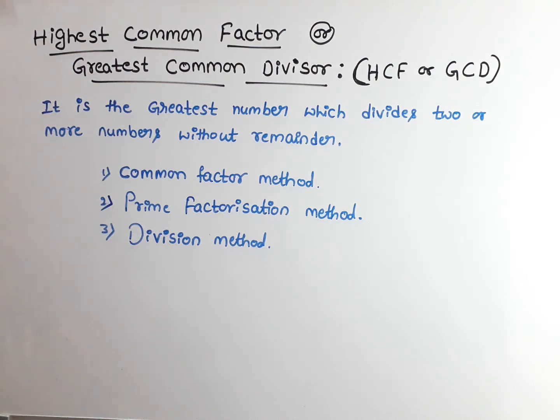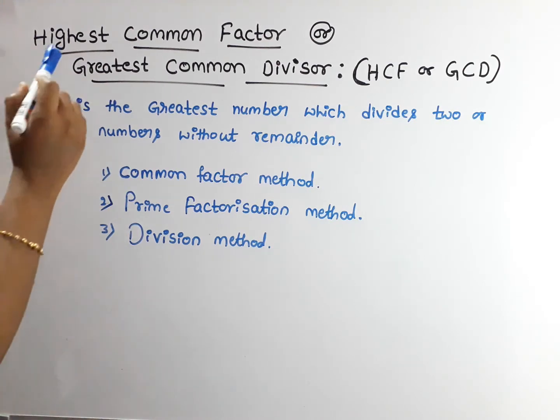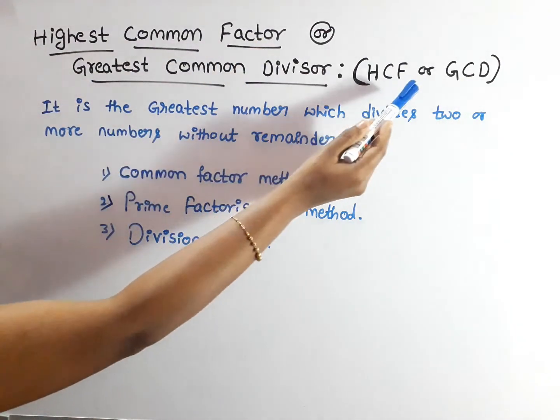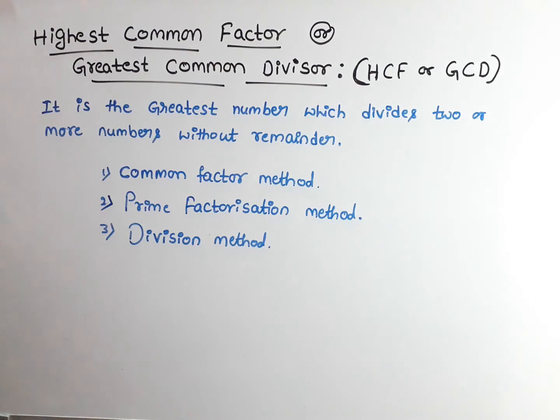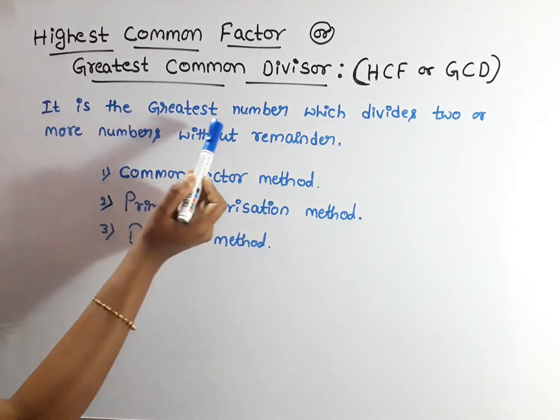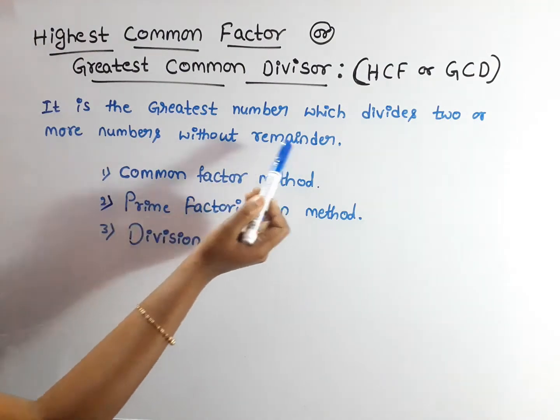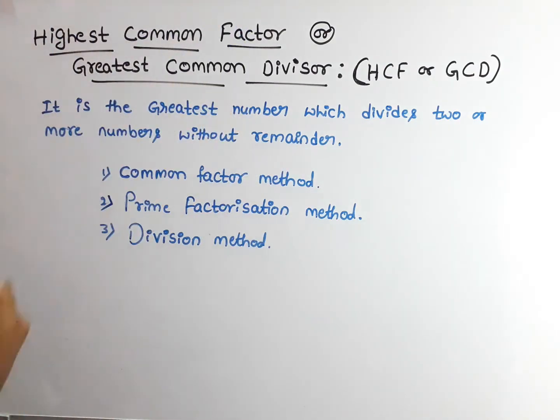Hi everyone, this is the continued part of the chapter Factors and Multiples. Today we will discuss highest common factor or greatest common divisor, HCF or GCD. So HCF means it is the greatest number which divides two or more numbers without a remainder. It's called highest common factor.